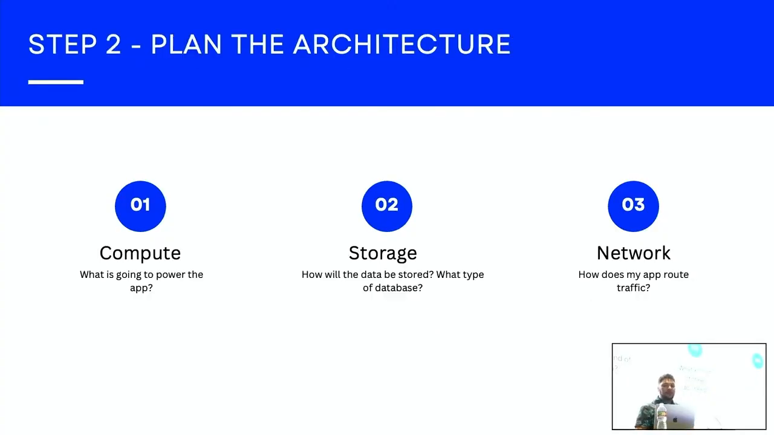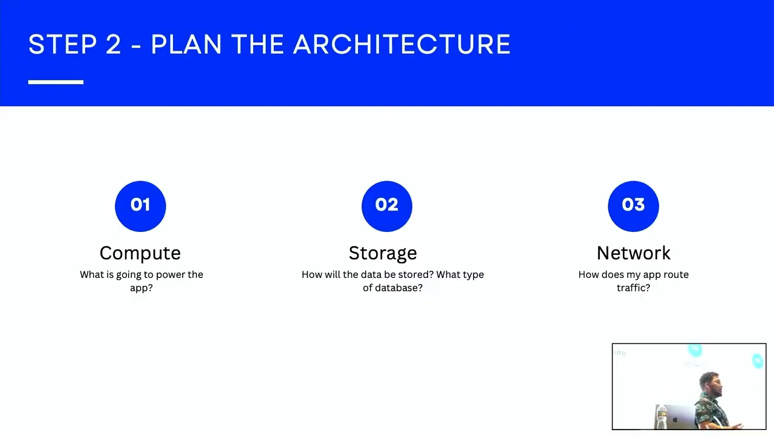Step 2 would be plan the architecture. There are 3 subcategories, which I think is the most in-depth that we'll get today as we plan. So the first one is compute. What is actually going to power this app that I worked so hard to build, or your team has worked so hard to build? Second, again, how will the data be stored? How will it be transferred? And how are we going to protect that data?